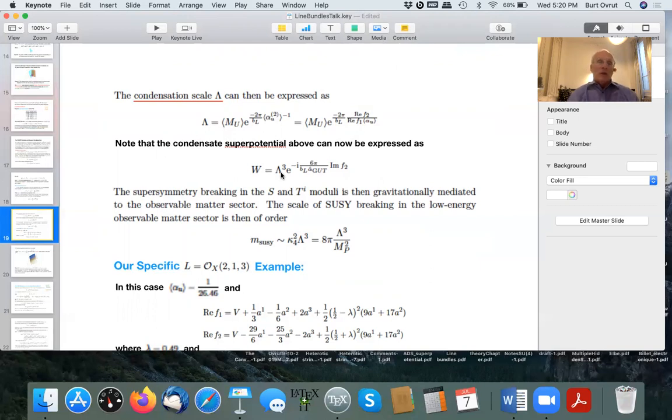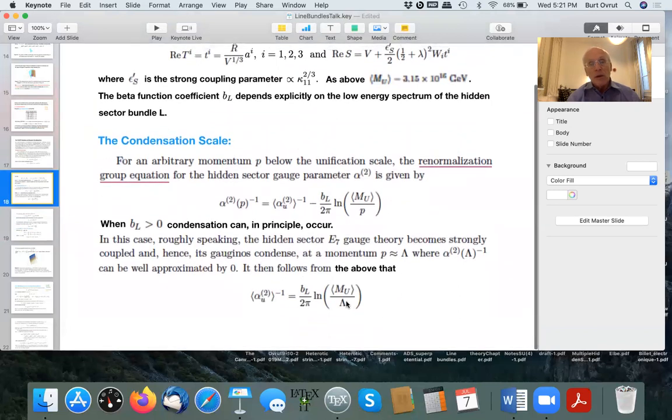Now, supersymmetry is broken here through the S and T I fields and is transmitted over gravitationally to the observable sector, and therefore the scale of SUSY breaking there is actually going to be lambda cubed coming from here divided by m Planck squared, because kappa 4 squared is 8 pi over m Planck squared, dimension 1. So m SUSY is this particular quantity, where lambda is the condensation scale, which we can compute from this.